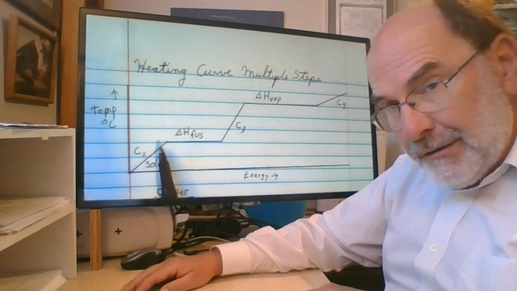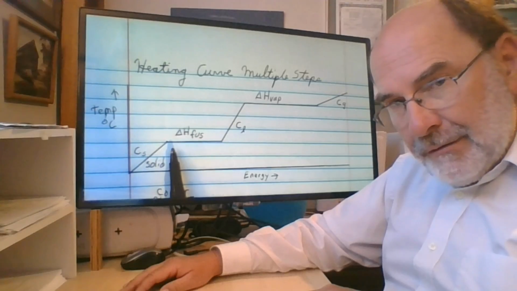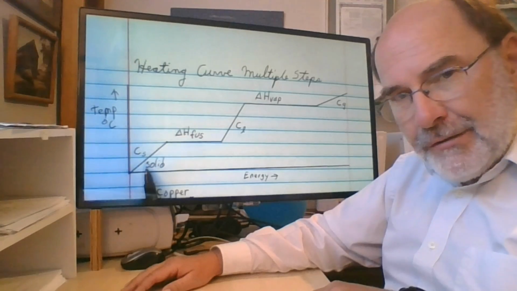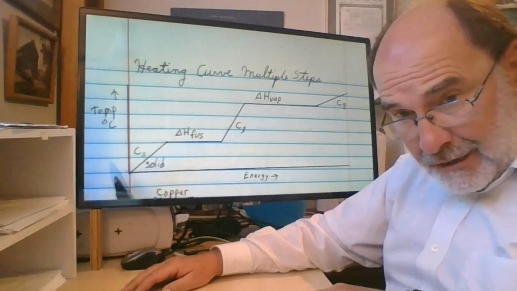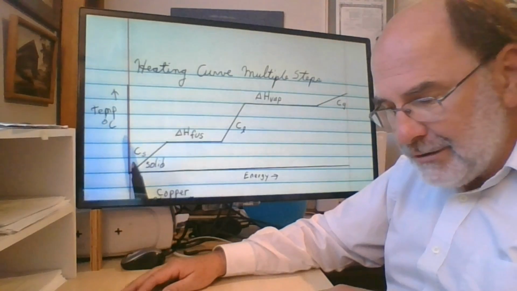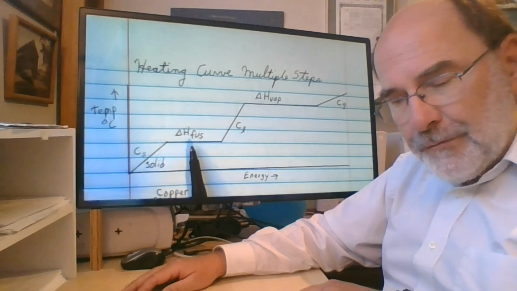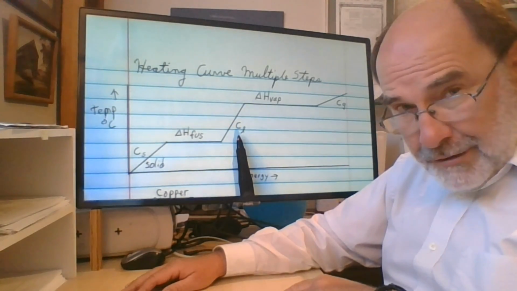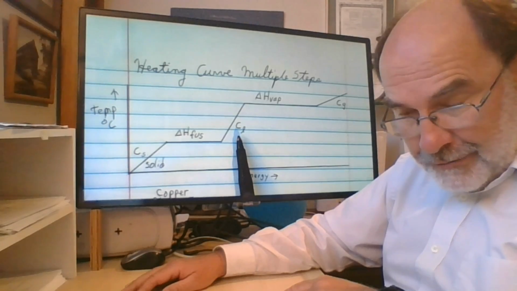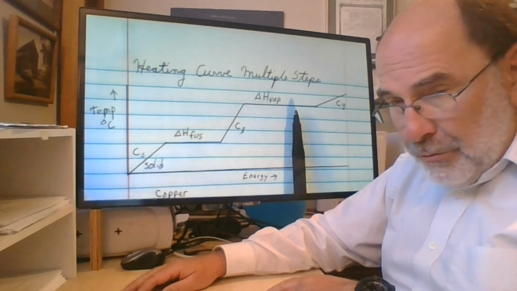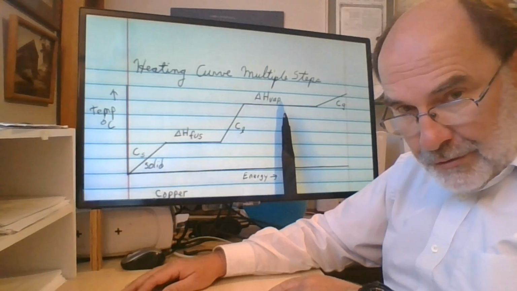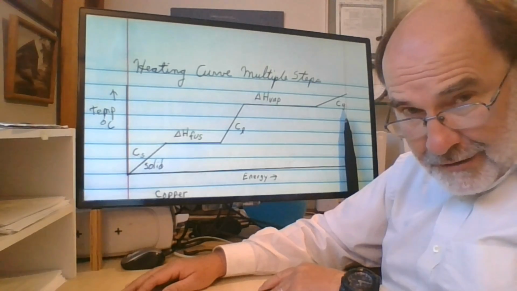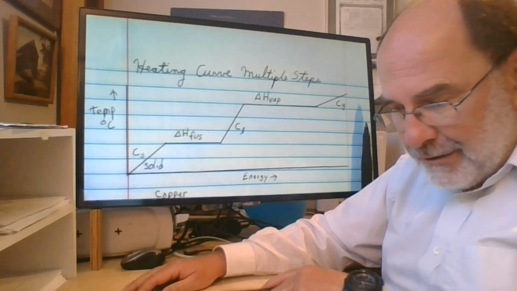I add energy, they warm up, but they reach a point where they melt. Here in the solid state, we use the specific heat in the solid state to do calculations. To melt it or freeze it, we deal with the heat of fusion. In the liquid state, we use the specific heat in the liquid state. To boil it or condense it, we use the heat of vaporization. And then we use the specific heat in the gaseous state for calculations up there.